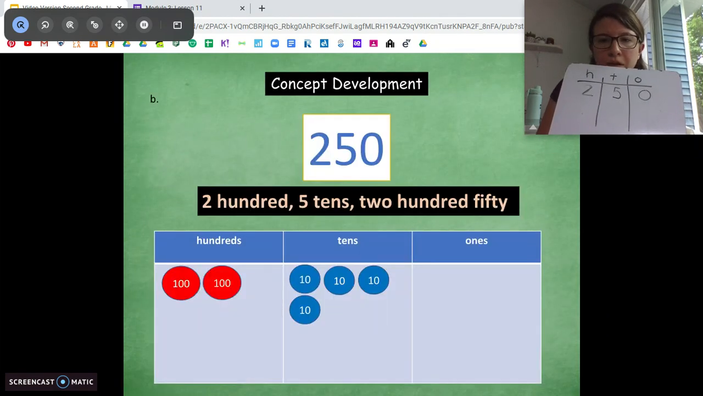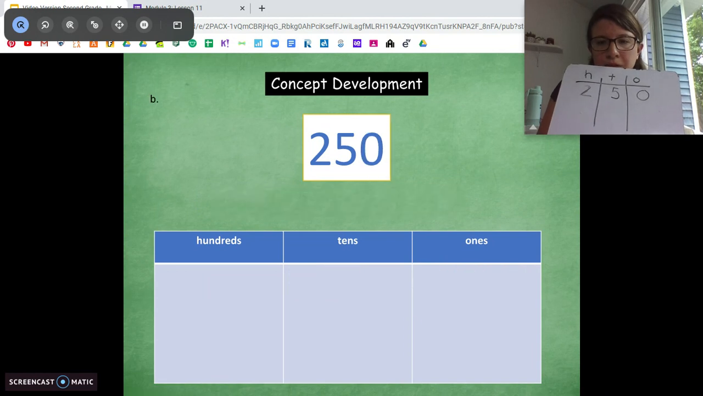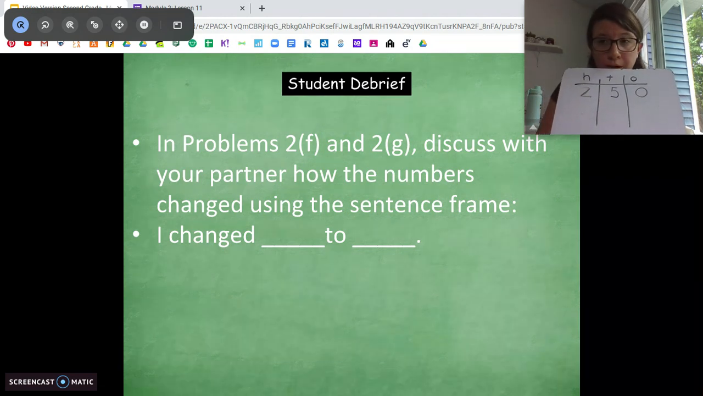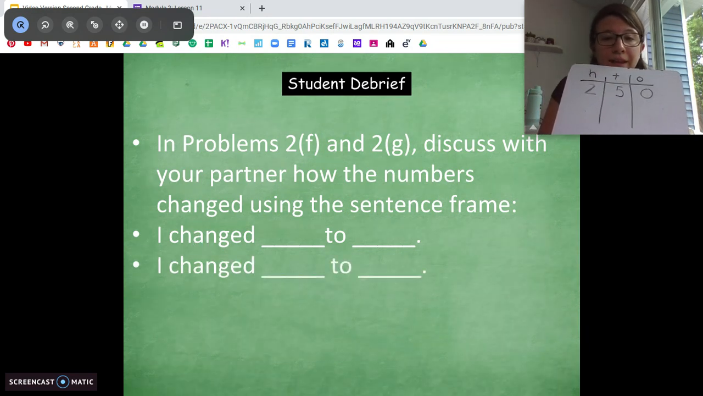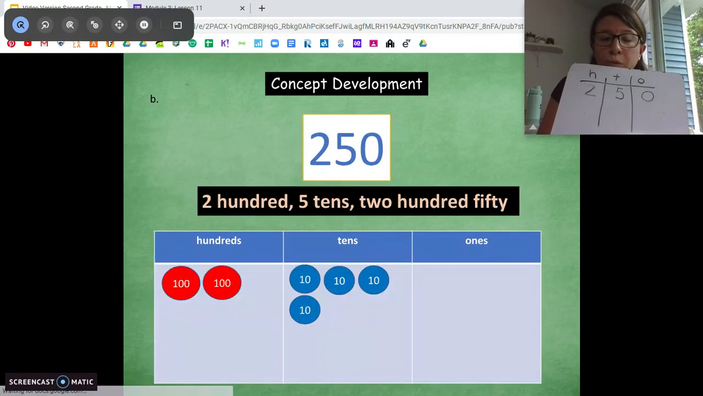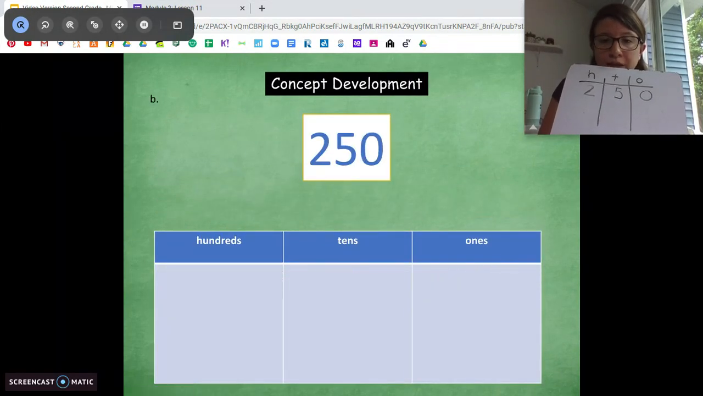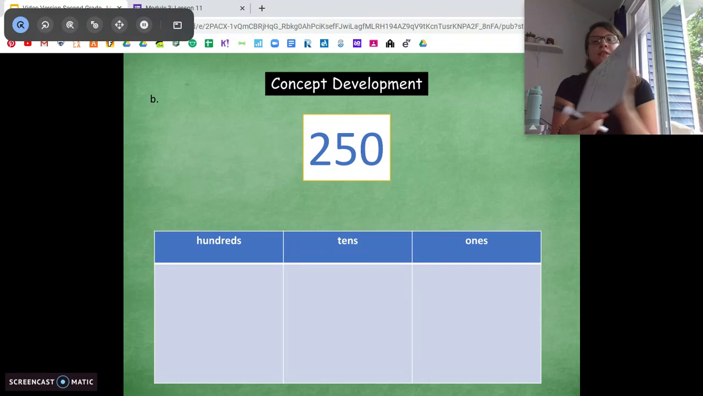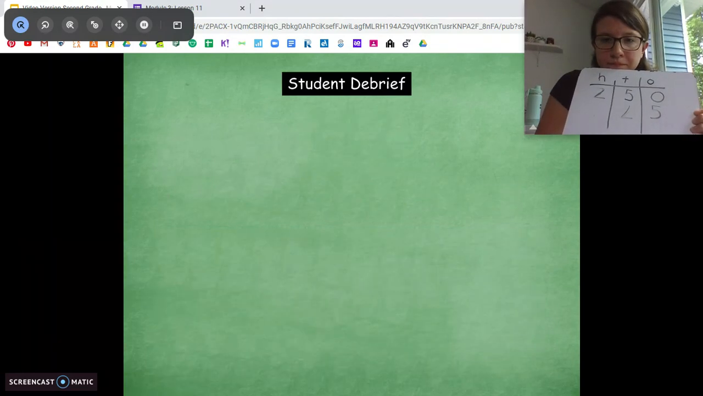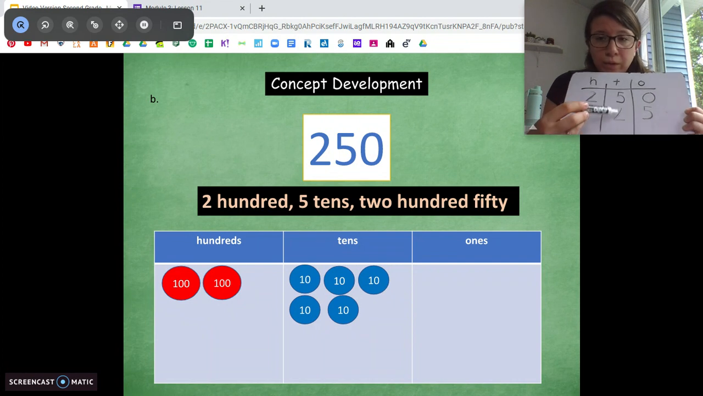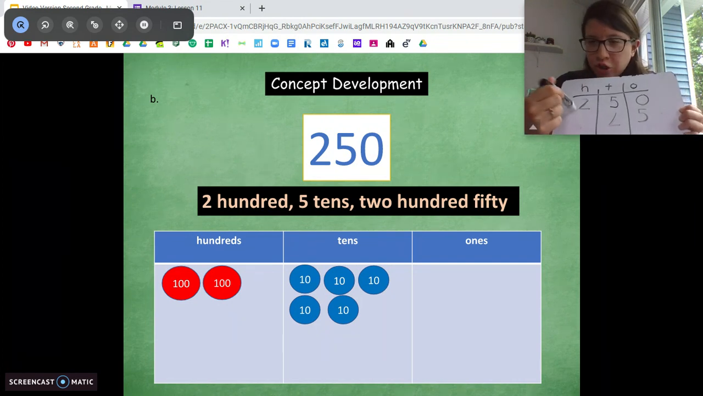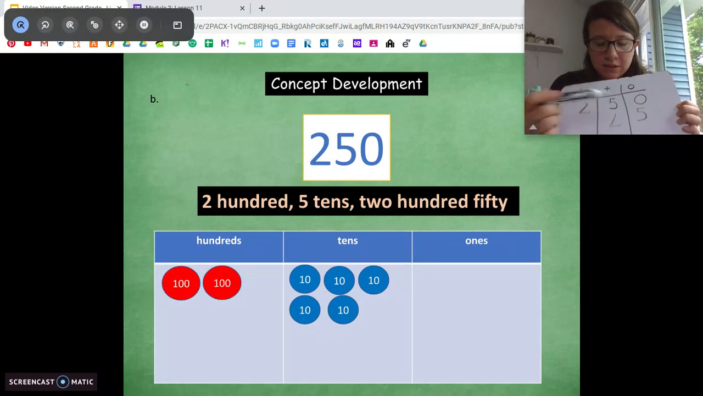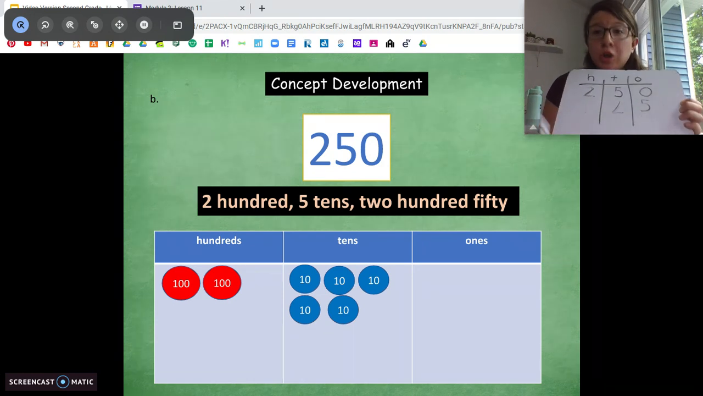Okay. So, if we look at this number and we look at this number, we really changed just a couple of things. And I want you to pay attention to this because this is going to be in your problem set, in your exit ticket. I changed blank to blank and I changed blank to blank. So what this is saying is when you look at 25 and 250, I'm just going to write those on my board. To get from 25 to 250, we changed the 2 tens to 2 what? Hundreds. Very good. And we changed the 5 ones to 5 tens. Good. That's all that's saying.